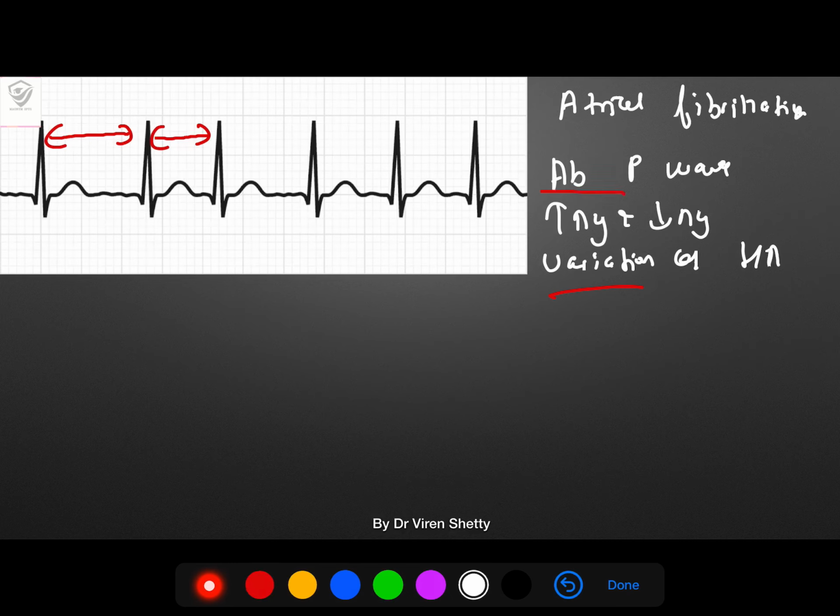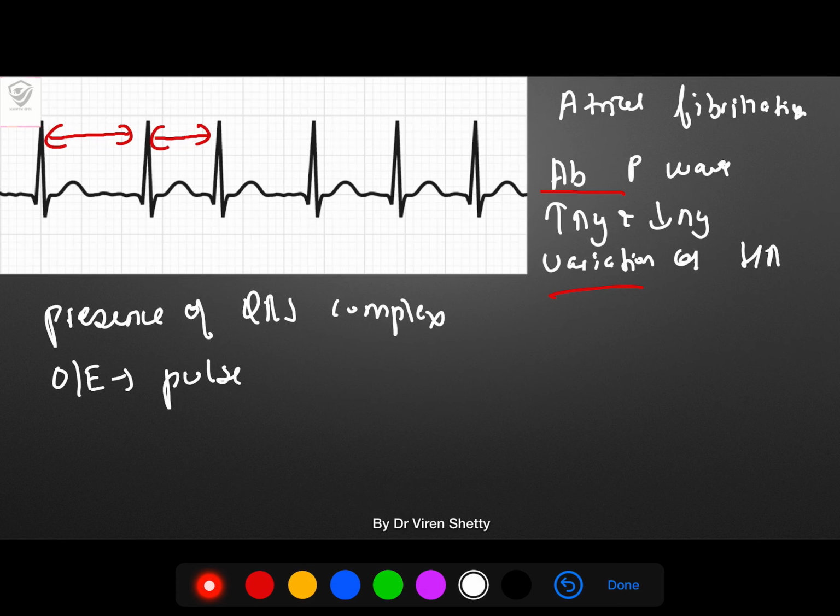And another point that should be present to diagnose atrial fibrillation, that means along with the above 2 points, there should also be the presence of QRS complex. So in the ECG if you see an absent P wave, a variable heart rate and QRS complex is present, then you can think of atrial fibrillation. For a patient suffering from atrial fibrillation, if you examine the pulse, it is called an irregular pulse.